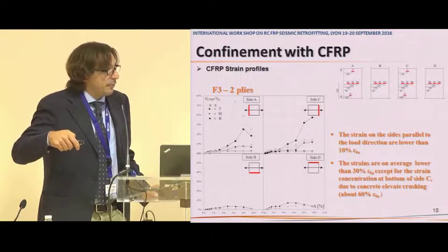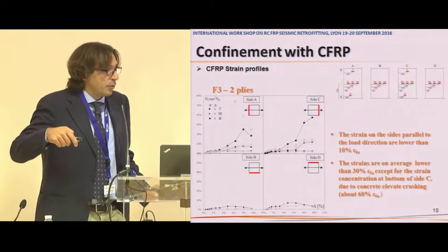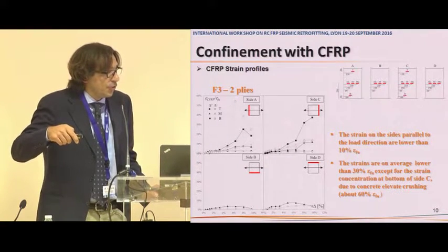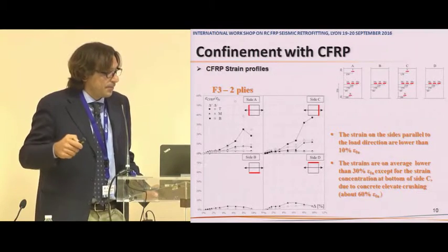This is the same graph but related to the specimen strengthened with 2 plies. Again, we have more or less the same thing. The average strain is 30% of the ultimate strain at failure, while a peak of 40–50% is achieved in this part and on the strain gauge in the side C.